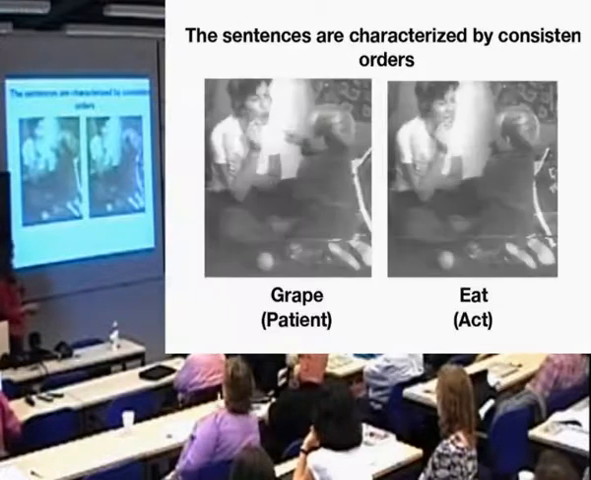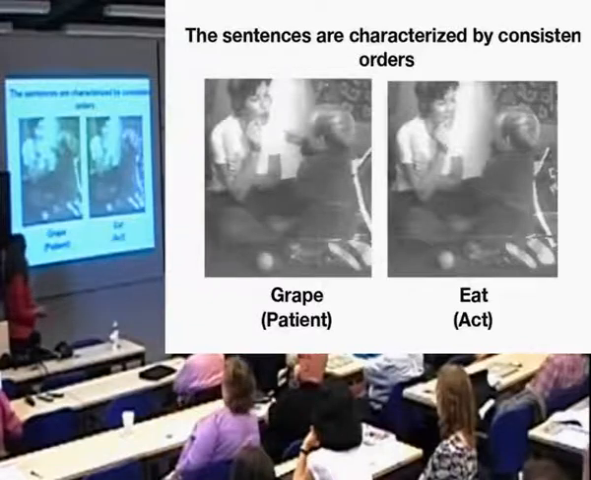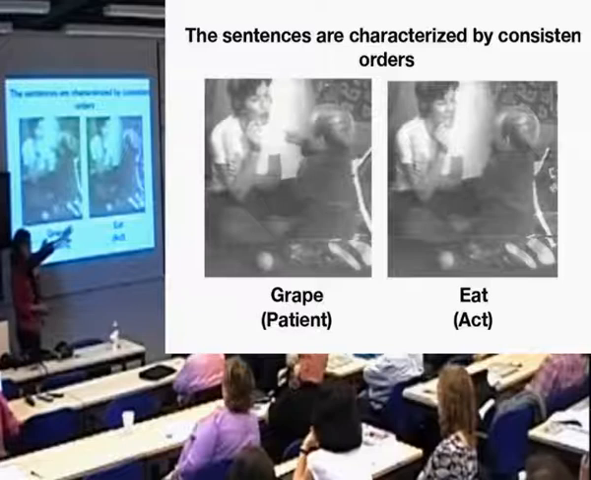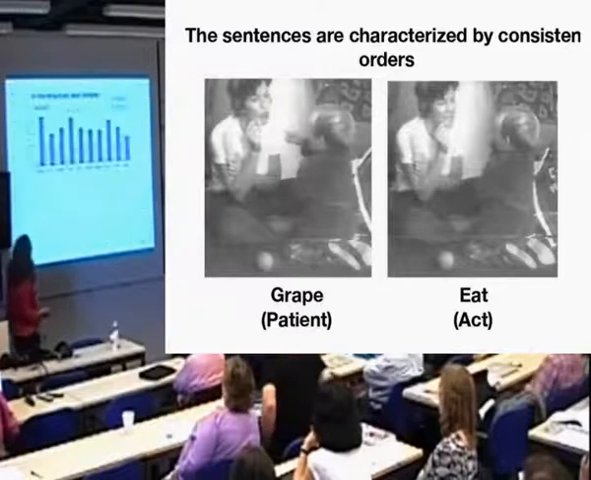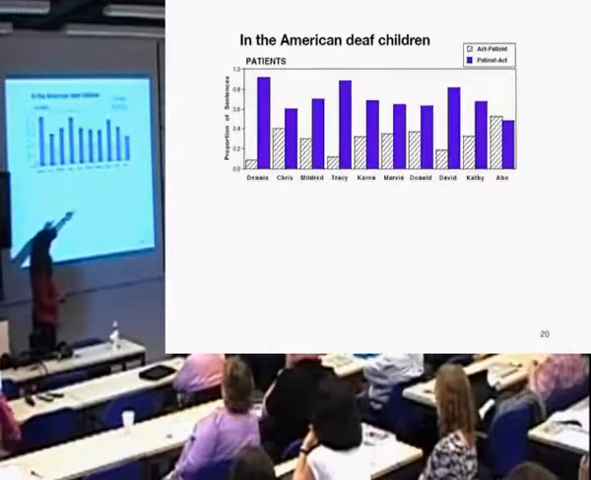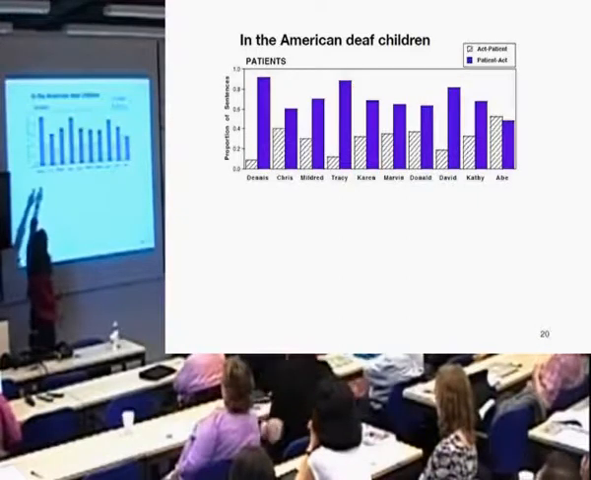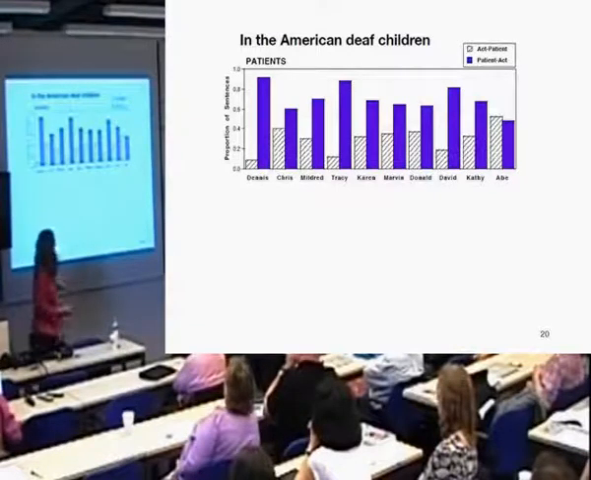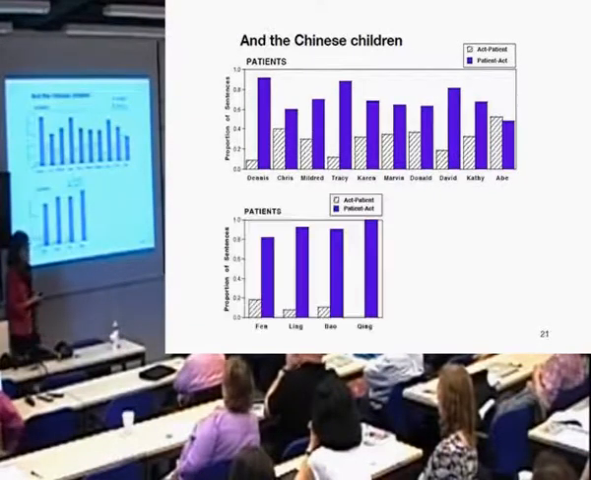And these sentences are characterized by consistent order. Whenever they talk about objects, they tend to be in first position, and the action is in second position. A simple order, but it's an order nonetheless. We find that in pretty much all 10 of the deaf kids in America, except for one, who's sort of fluent. But this is patient-act, sort of affirmation sentences. We find precisely the same pattern in the 4 Chinese kids that we've studied in Taiwan. So they're very simple little orders.